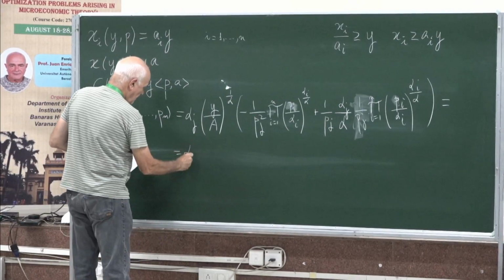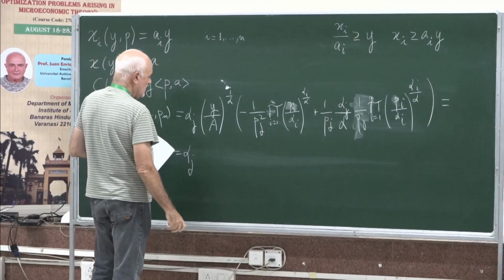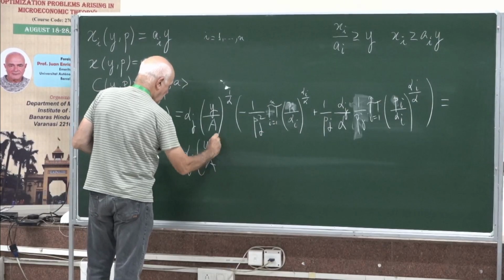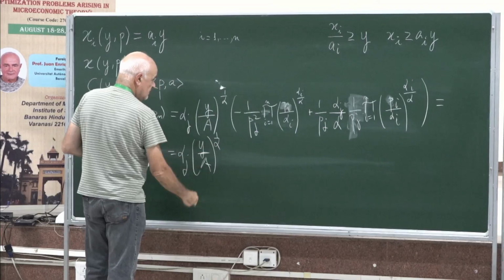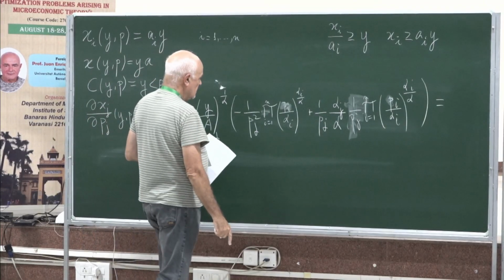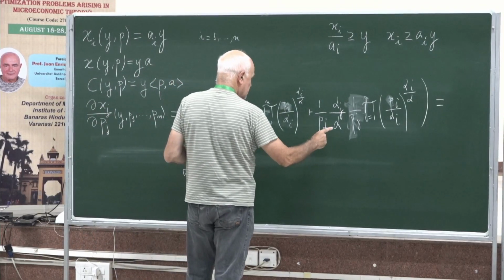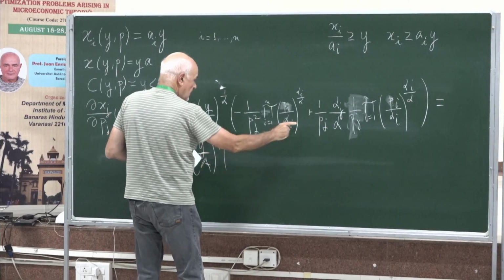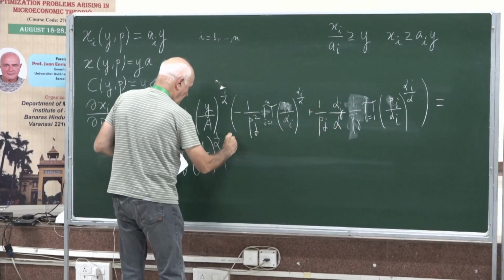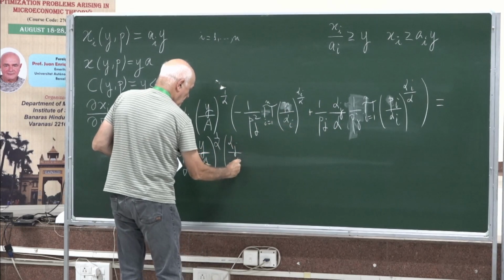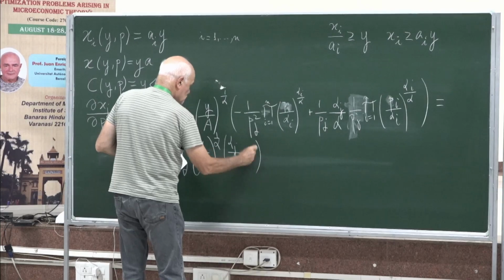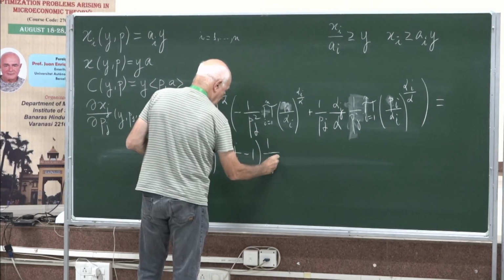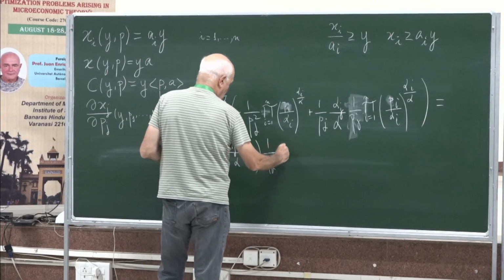Then what I get is alpha_j y over alpha to the power 1 over alpha, and then alpha_j over alpha minus 1 from here, times 1 over p_j squared, times the product.